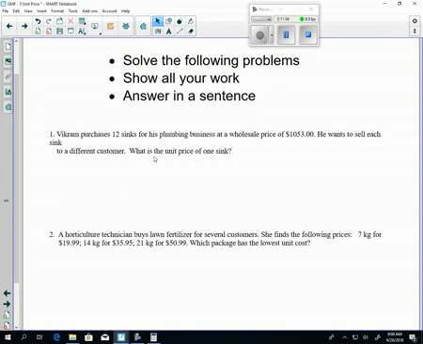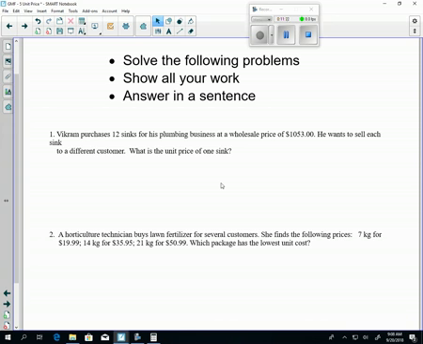And when you write the answer, like here, you would say the price of one sink is. Okay? Because if you just have a bunch of numbers on the paper, I'm not going to guess which one is the answer. You have to tell me what the answer is. Okay? Any questions? Very short assignment, very short practice on unit pricing.